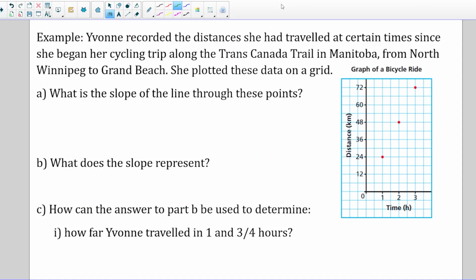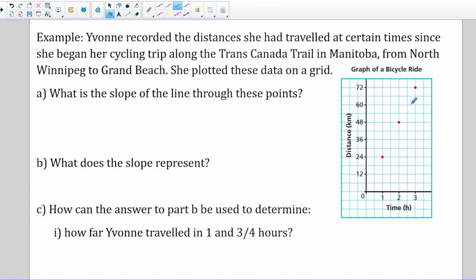In this next example, we are taking a look at the distance that Yvonne has cycled on her cycling trip along the Trans-Canada Trail in Manitoba. She decided to plot the data on a grid, and we need to first find out the slope of the line through those points. So we can take a look at any 2 points here. Again, I can pick this one and this one, I can choose this one and this one, or I could choose the first one here and the last one.